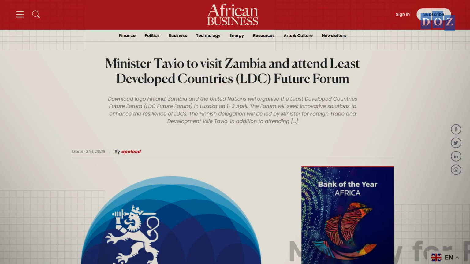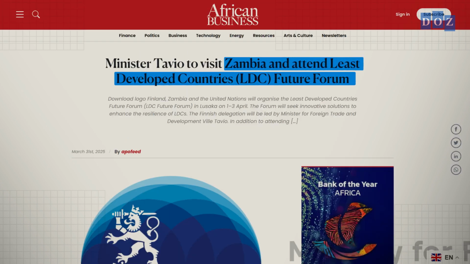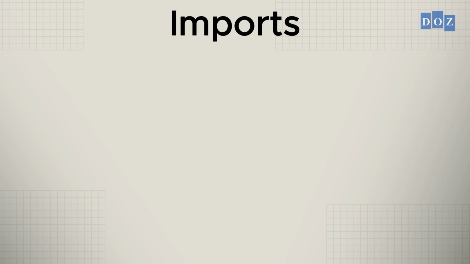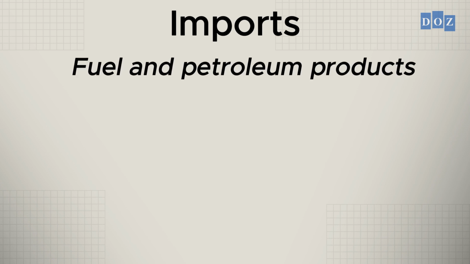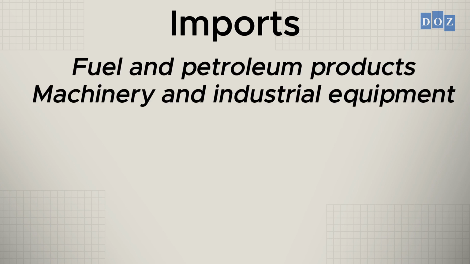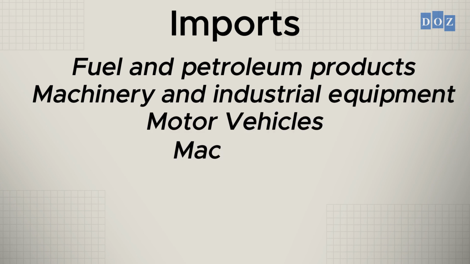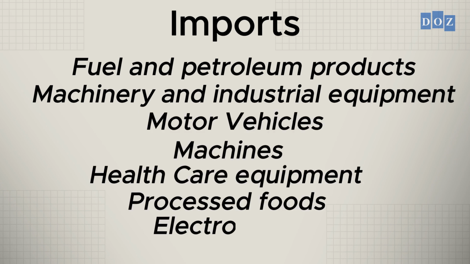Zambia is a developing country, and like many others, it depends heavily on imports and other things like fuel and petroleum products, machinery and industrial equipment, motor vehicles, machines, and healthcare equipment, processed foods, electronics, and clothes. These items are not produced locally at scale or are not produced at all.